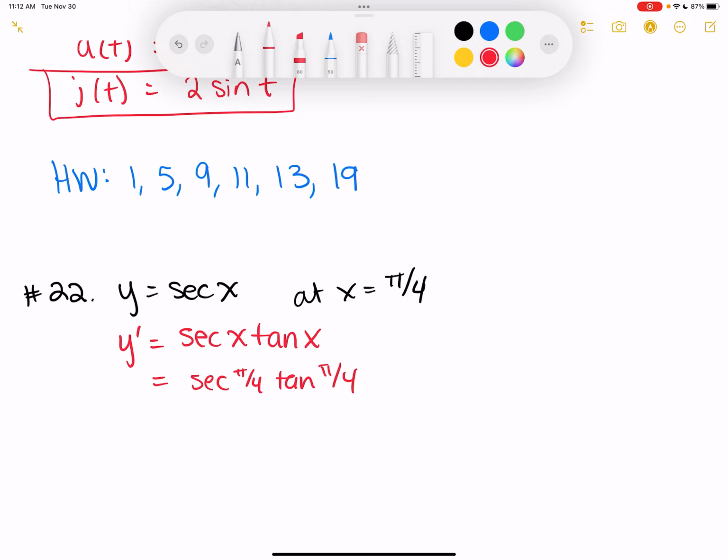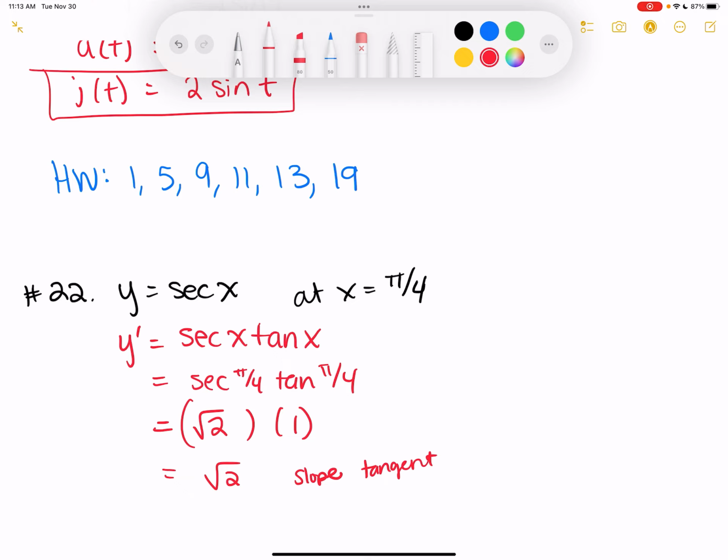What is the secant of pi over 4? Yes, so just root 2 then, because that would cancel. So root 2 and then tangent of pi over 4, it's 1. So that's just equal to the square root of 2. So that's my slope for the tangent.